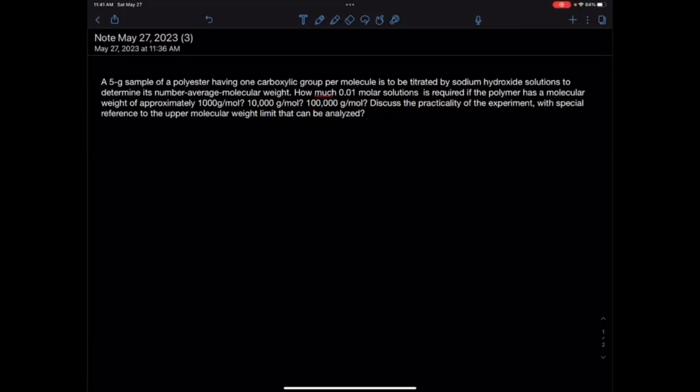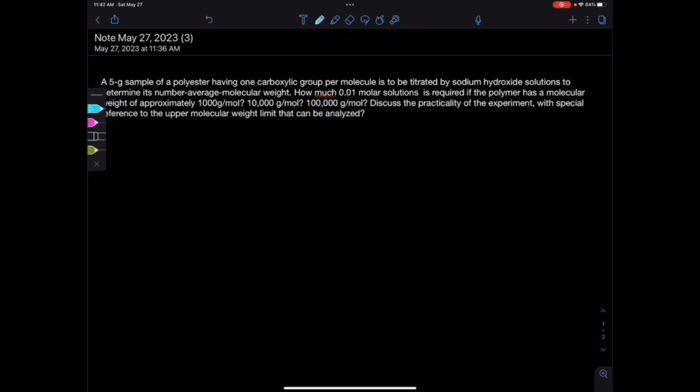A 5 gram sample of a polyester having 1 carboxylic group per molecule is to be titrated by sodium hydroxide solution to determine its number average molecular weight. How much 0.01 molar solution is required if the polymer has a molecular weight of approximately 1000 grams per mole, 10,000 grams per mole, 100,000 grams per mole? Discuss the practicality of the experiment with special reference to the upper molecular weight limit that can be analyzed.